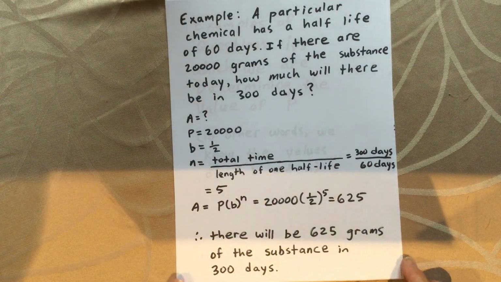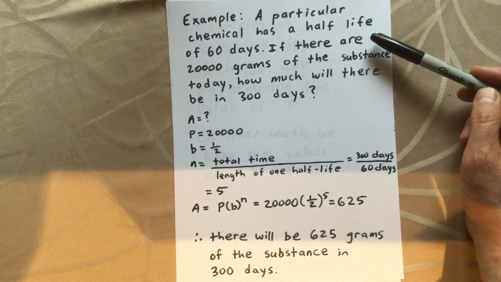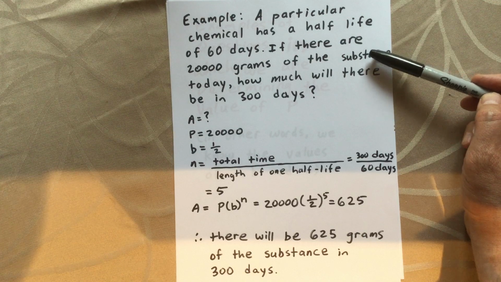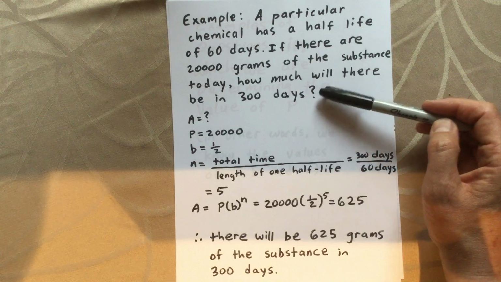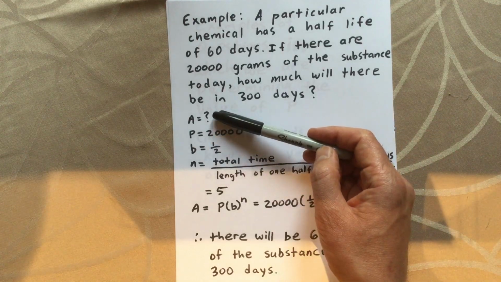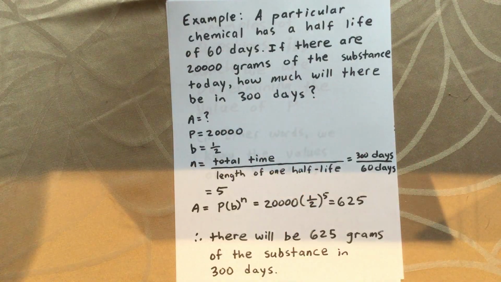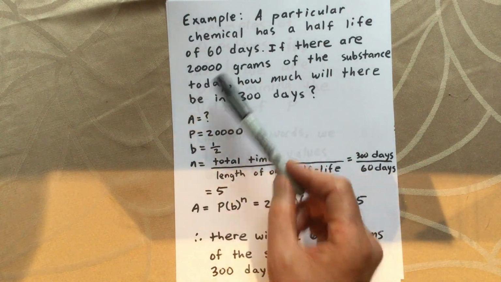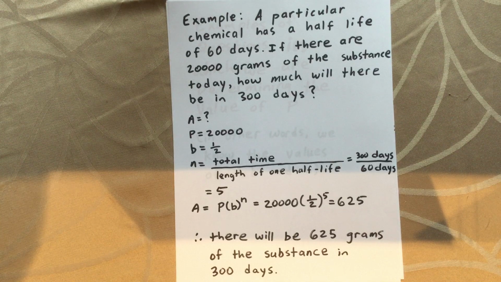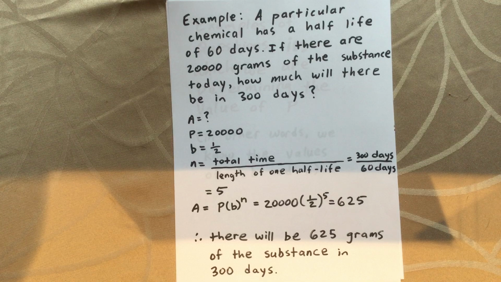What if we talk about a half-life question? A particular chemical has a half-life of 60 days. If there are 20,000 grams of the substance today, how much will there be in 300 days? Okay, well, the final amount is what we don't know, so A is a question mark. P is 20,000 because before the decaying occurs, the amount of the substance is 20,000. B equals 1/2, as we discussed before. The base, the B value in a half-life question is always 1/2.